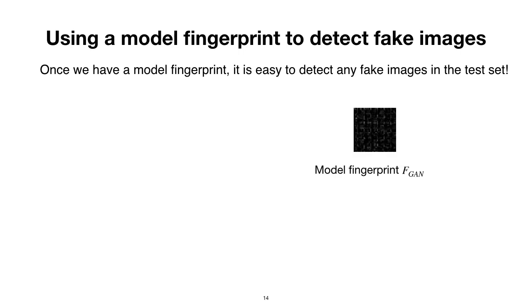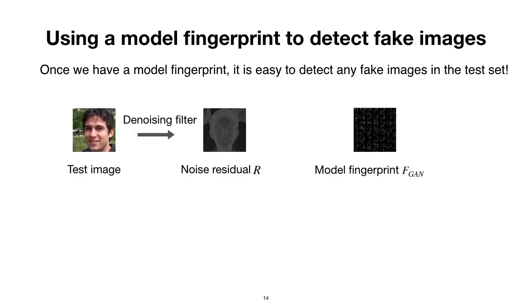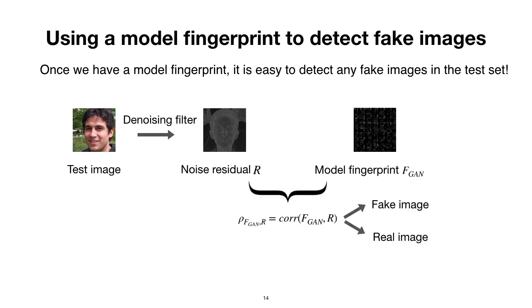Given a model fingerprint F and a test image, we can compute the correlation between the fingerprint and the noise residue of the image, R. If the correlation is above a certain threshold, the image is fake. Otherwise, it is real. Now, the key challenge is in extracting these model fingerprints in a blind setting.